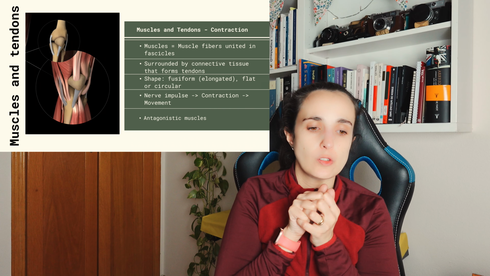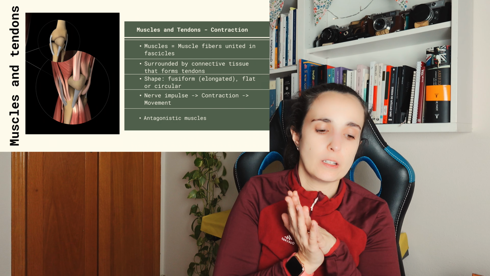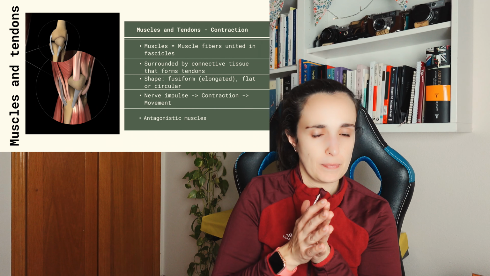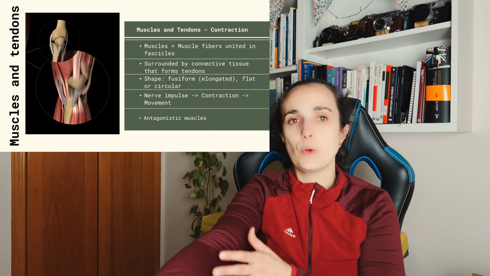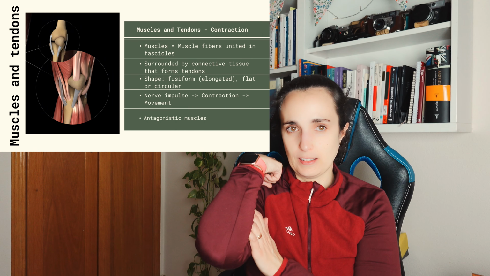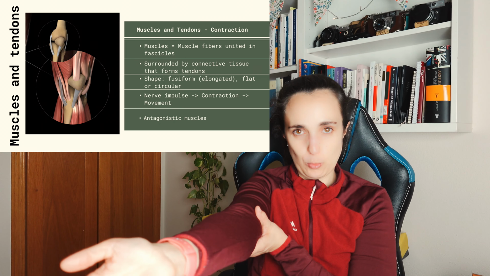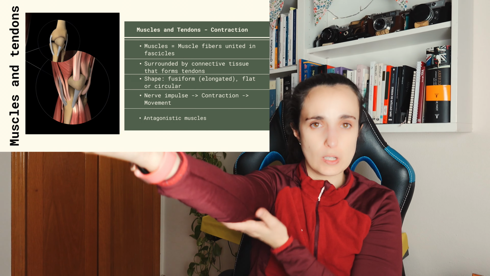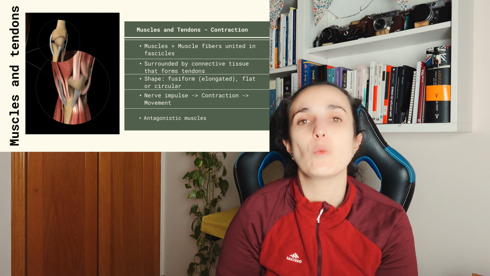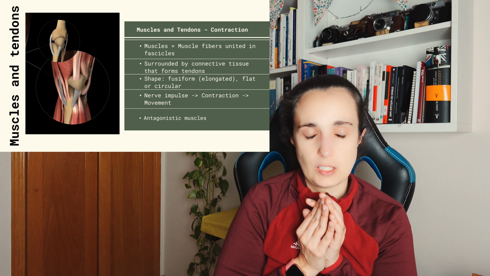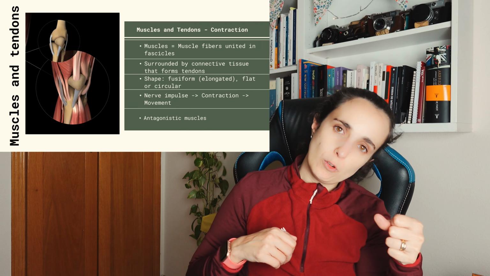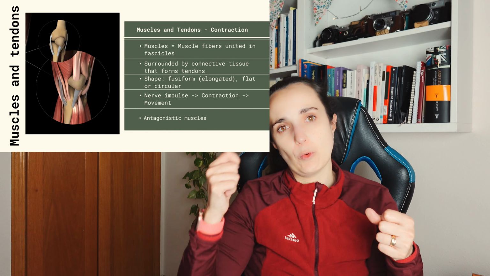And just to finish, usually in our locomotory system, we have an antagonistic system. What I mean is that usually there are two muscles, one that will contract our body and then one that will release that position, like the biceps and the triceps, right? So usually we work in our system with antagonist muscles. One that will move to one side, one will move to the other side.